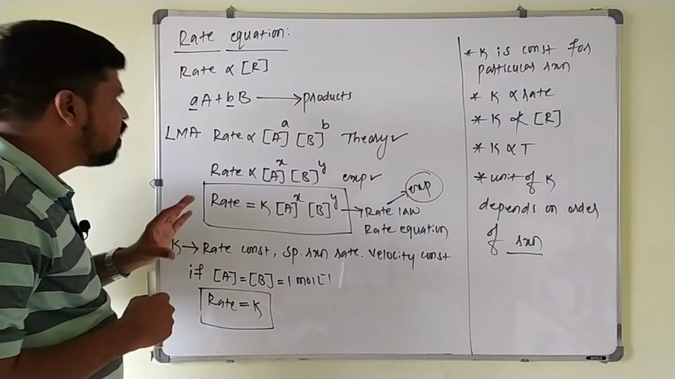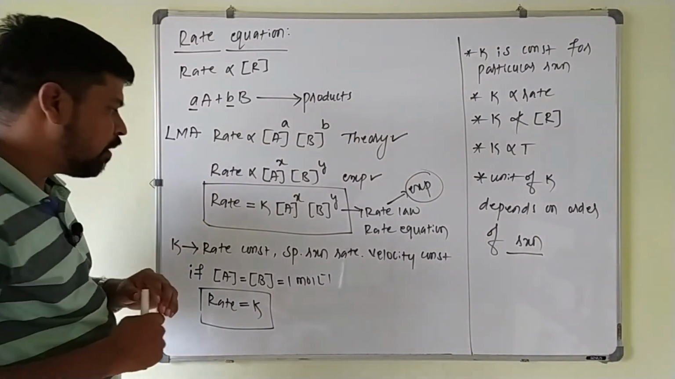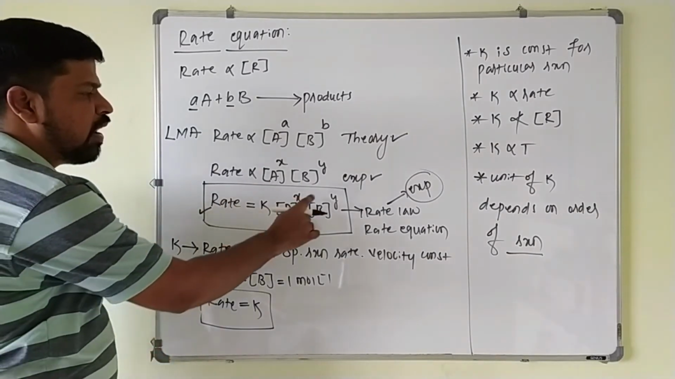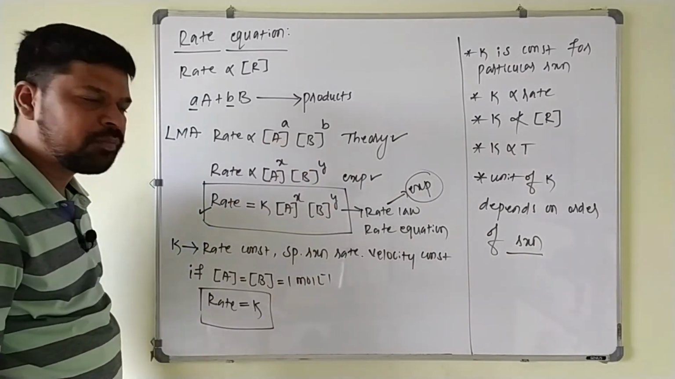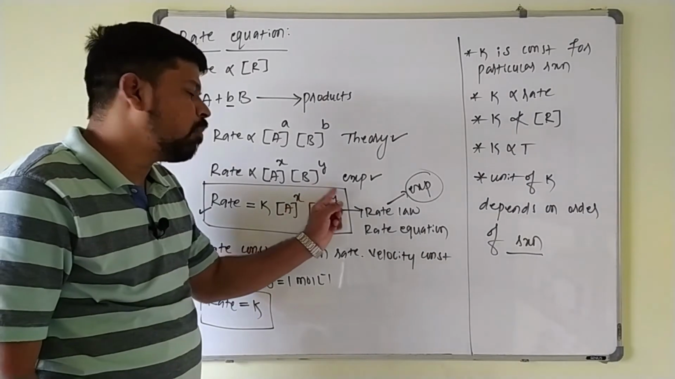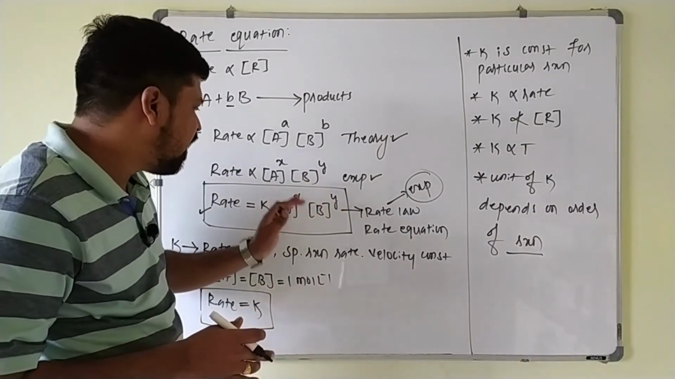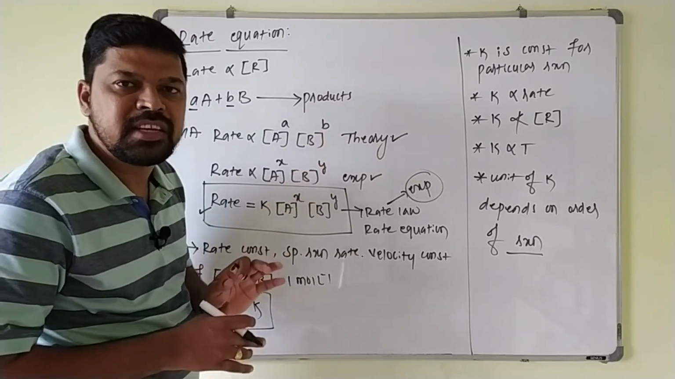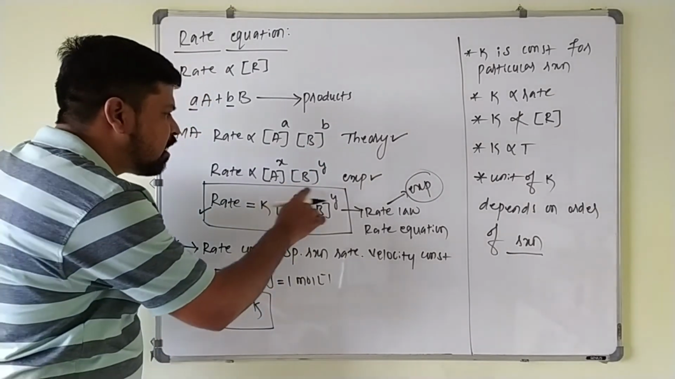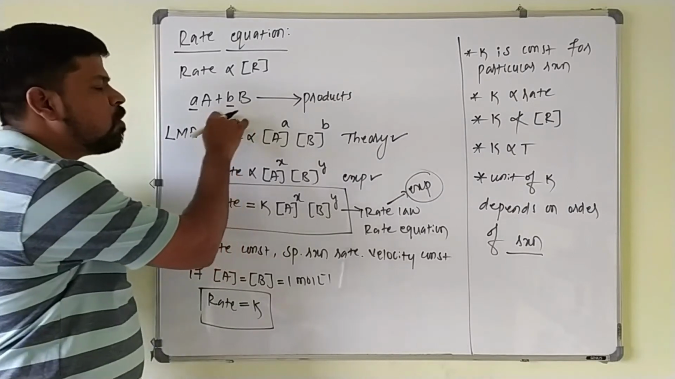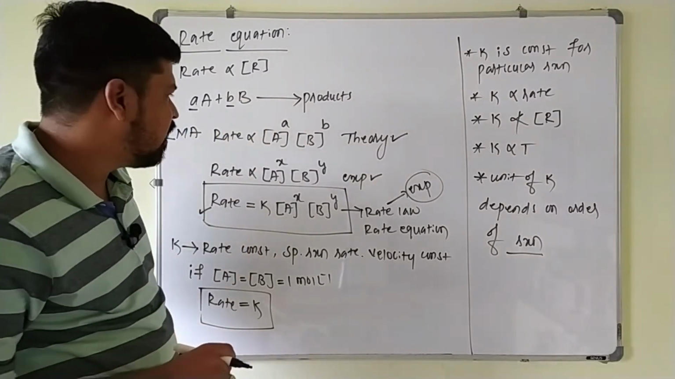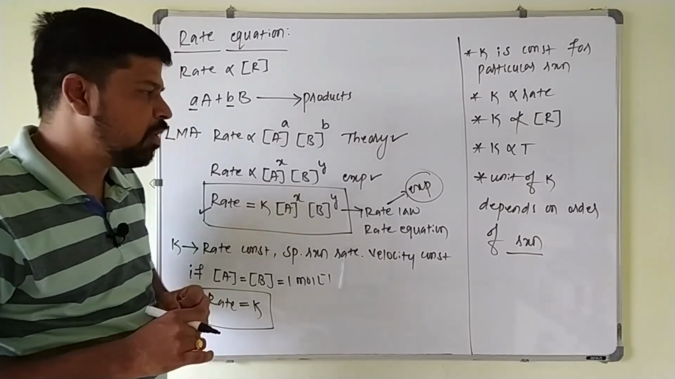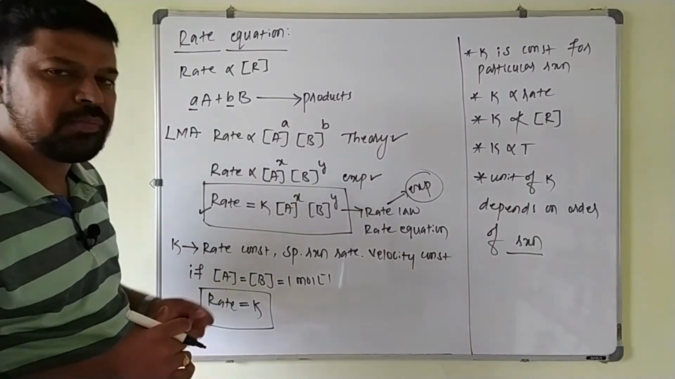Next, the unit of this K. So this is the rate equation. One thing you keep in mind, this rate equation is an experimental concept, where the x and y values must be obtained from experimentally obtained data. This rate equation cannot be written for any reaction just by using the balanced chemical equation, because x and y are not exactly equal to the stoichiometric coefficients. The stoichiometric coefficients are theoretical, while x and y are experimental values. We will see one example here.